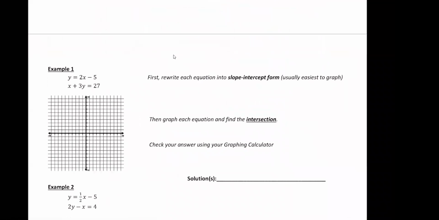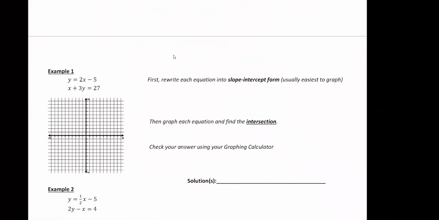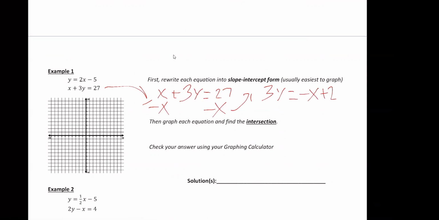So looking at example 1, the first thing you always want to do, unless you want to graph it based on the form it is, but it's probably easiest because you're most familiar, is to get them in slope-intercept form. So for example, this second equation, the first thing I would do is just solve for y. So I'm just going to recopy it. You would just subtract the x over. So you would have 3y equals negative x plus 27, because you can't combine those. If you divide, you'll have y equals negative 1/3 x plus 9.